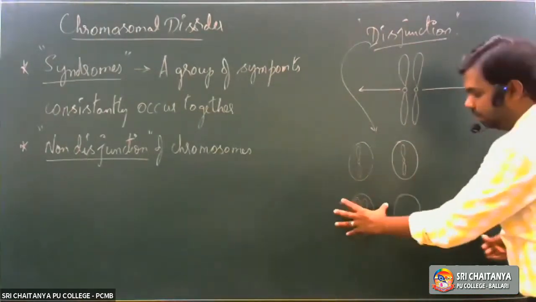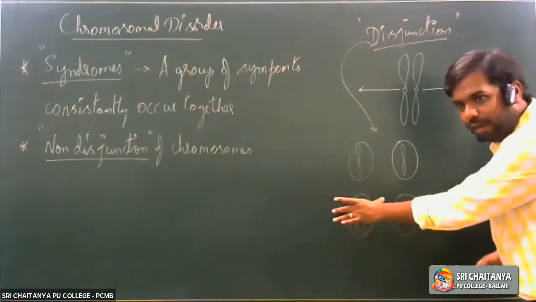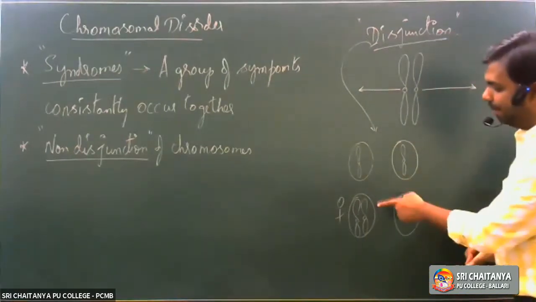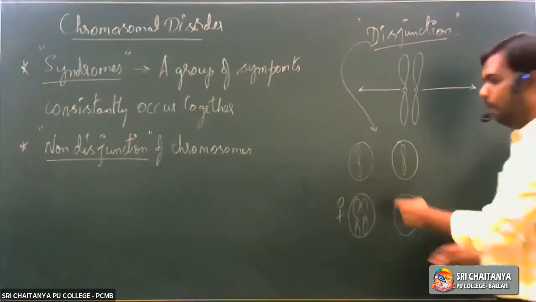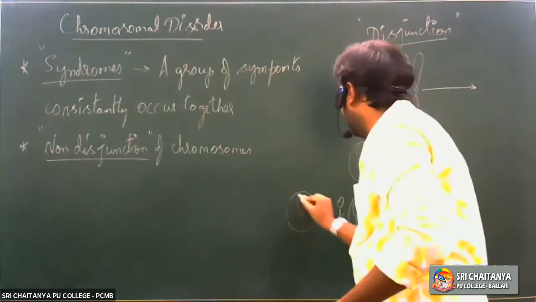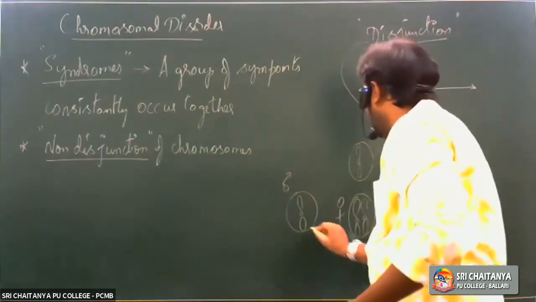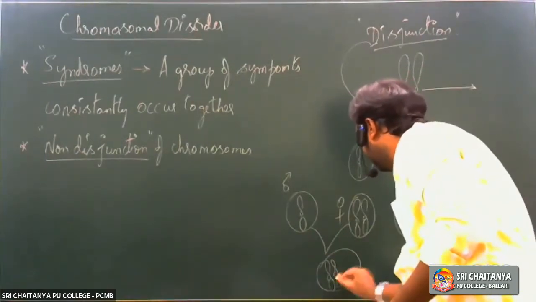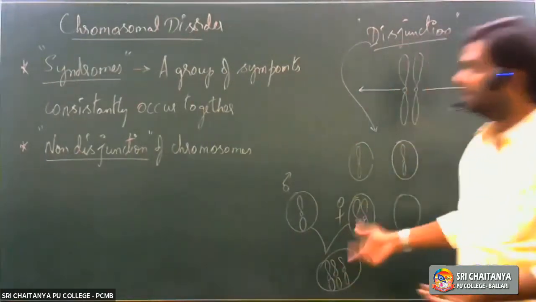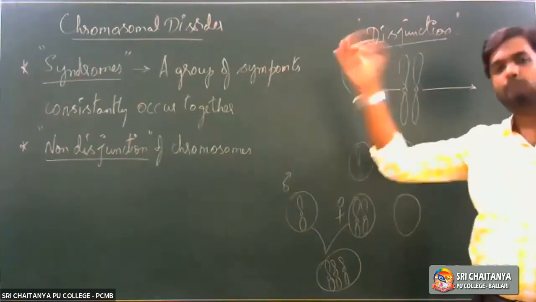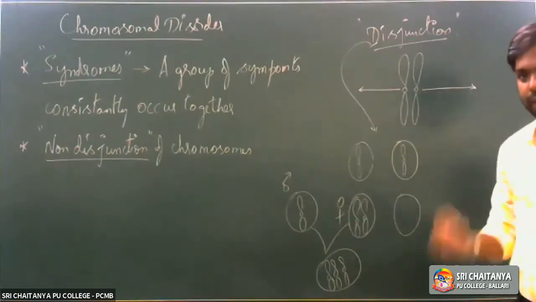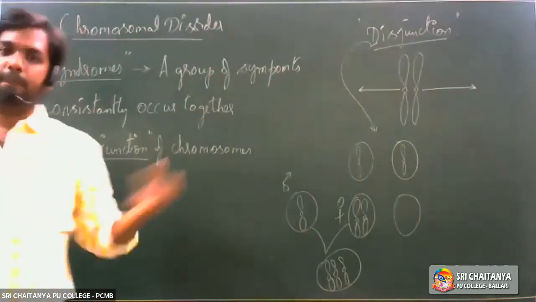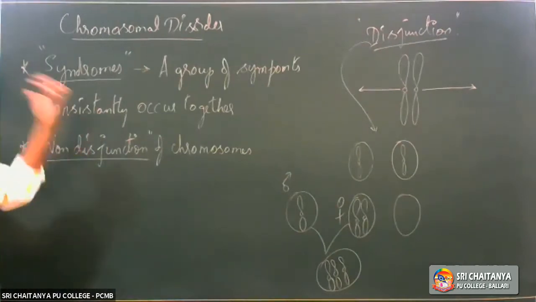Now consider this to be a gametic cell, let us say a female gamete. This female gamete having two chromosomes, when it fuses with the male gamete having one chromosome, what would be the condition now? The zygote will start having three chromosomes. That's how most of the chromosomal disorders are usually seen. Most of the chromosomal disorders are because of the process called non-disjunction of chromosomes.